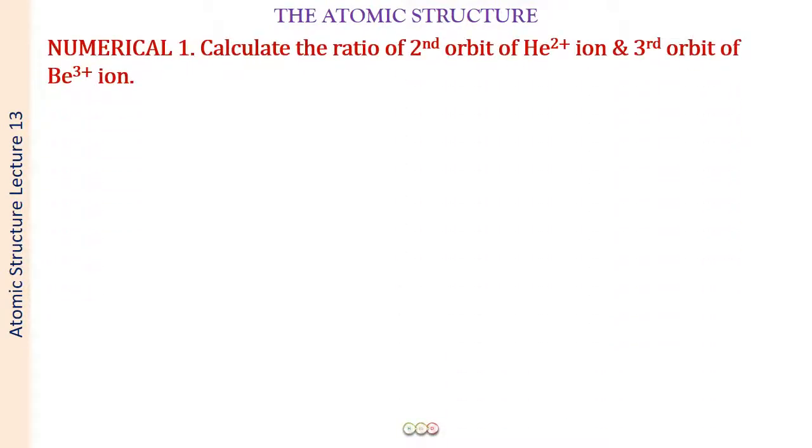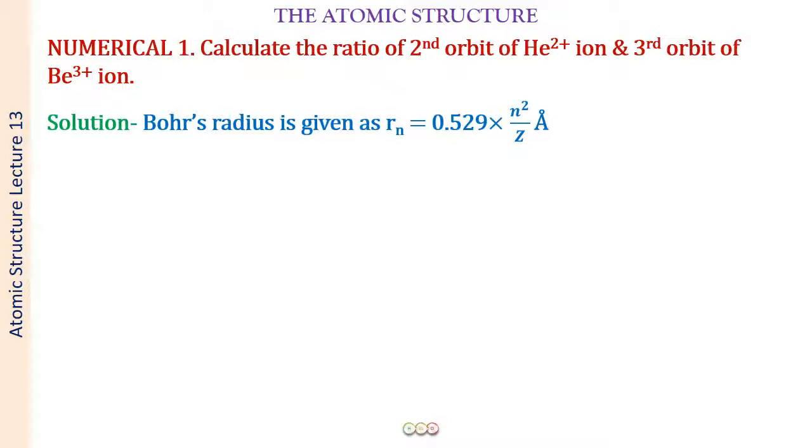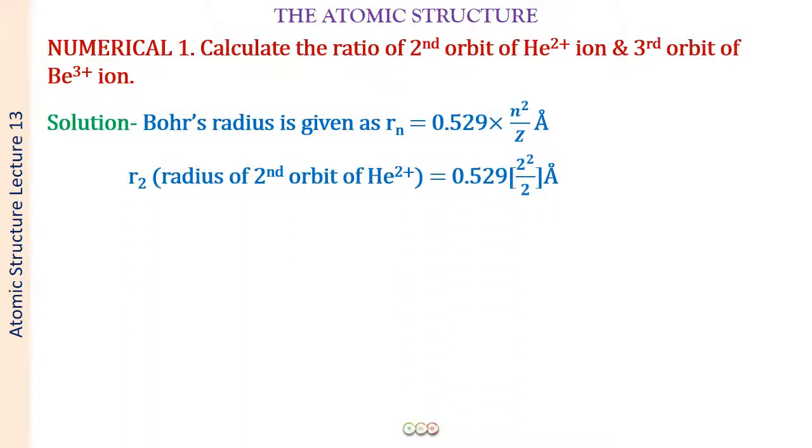So let us see a question on the radius. We have to calculate the ratio of the radius of the second orbit of helium plus 2 ion and the third orbit of beryllium plus 3 ion. And the Bohr's radius is given by the formula Rn is equal to 0.529 into n square by Z Angstrom. So R2, the radius of the second orbit of helium plus ion, would be 0.529, n being 2, so we have 2 square, and Z for helium is 2. So this is going to be 2 square by 2.